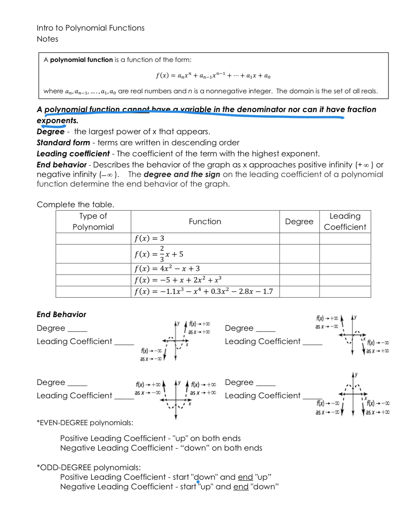So as a review, the degree is the largest power of x that appears. Standard form is when the terms are written in descending order, so highest power first and then lowest. And then the leading coefficient is the coefficient or the number of the term with the highest exponent. Okay? And then we will describe the end behavior of this polynomial based off of those two things. So first, let's talk about these types of polynomials here.